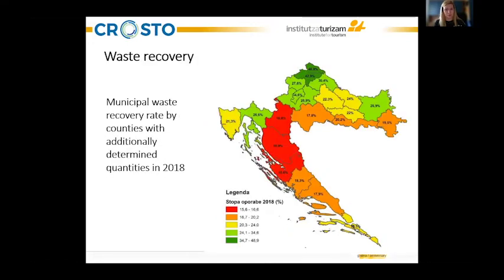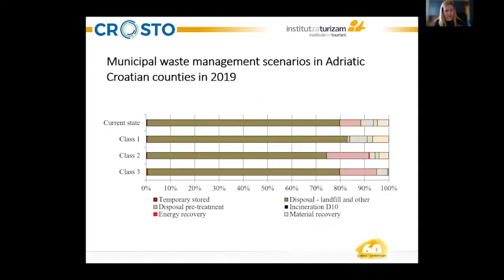And it is even more worrying that the municipal waste recovery rate by county is better in the counties where we don't have tourism. So we have the opposite picture, which is unfortunately happening. We have two different drivers that are definitely causing different responses. Fortunately, some of the Adriatic coastal counties, such as Primorsko-Goranska County, which I will be talking about later, have better recovery rates and are using some of the modern possibilities to reduce the need for landfills.